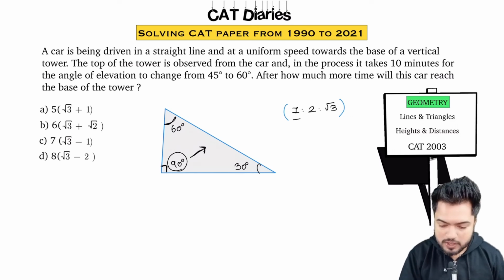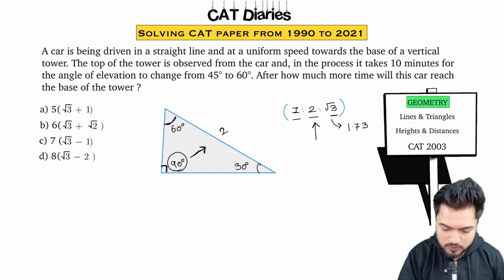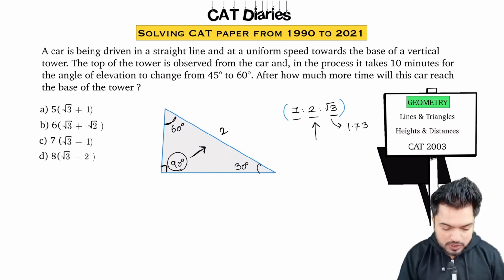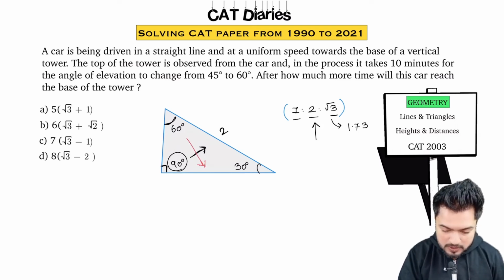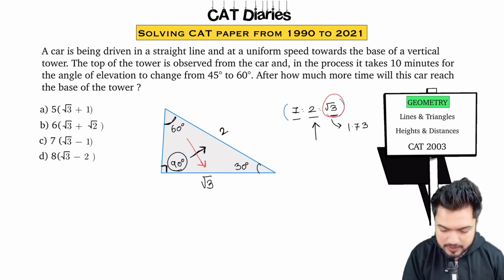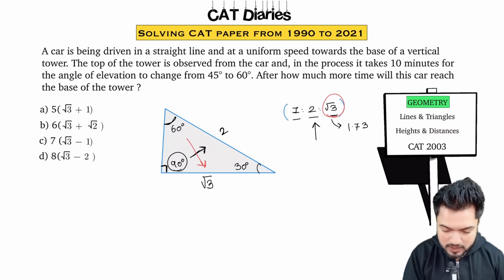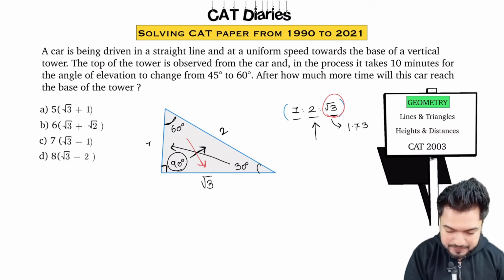So out of 1, 2 and root 3, which is the largest number? 2, right? Because square root of 3 is 1.73. So 2 is the largest number here, so the side opposite to 90 would be 2. The side opposite to 60 would be what? The second largest. Which is the second largest here? Root 3. So the side opposite to 60 would be root 3. And the side opposite to 30 would be what? The least, which is 1. The least number here is 1, so the side opposite to 30 would be 1.